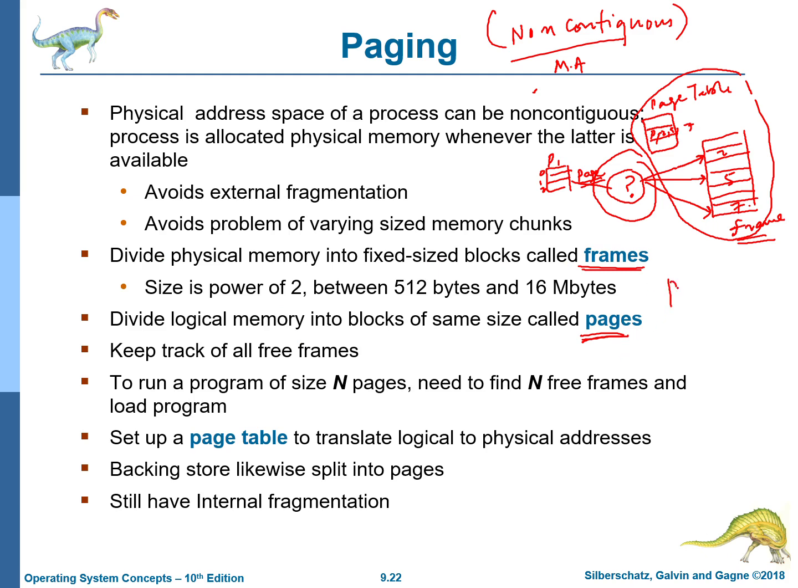Now pages and frames are of equal size. Why are they equal in size? Because to minimize the internal fragmentation. We have pages and frames of equal size.